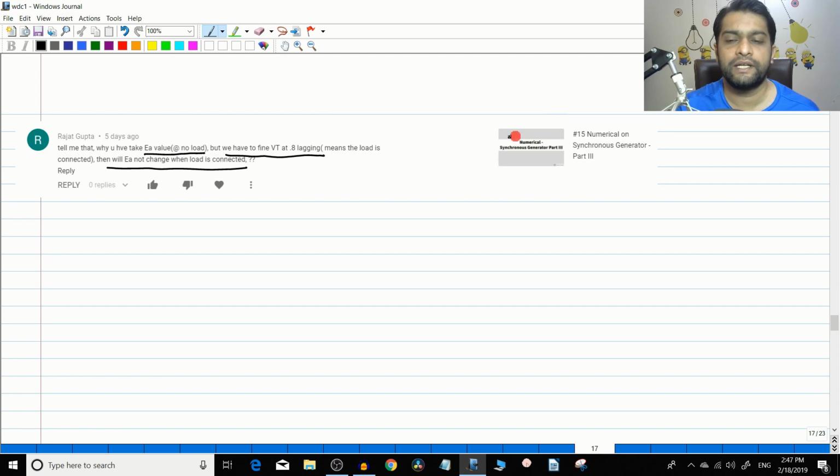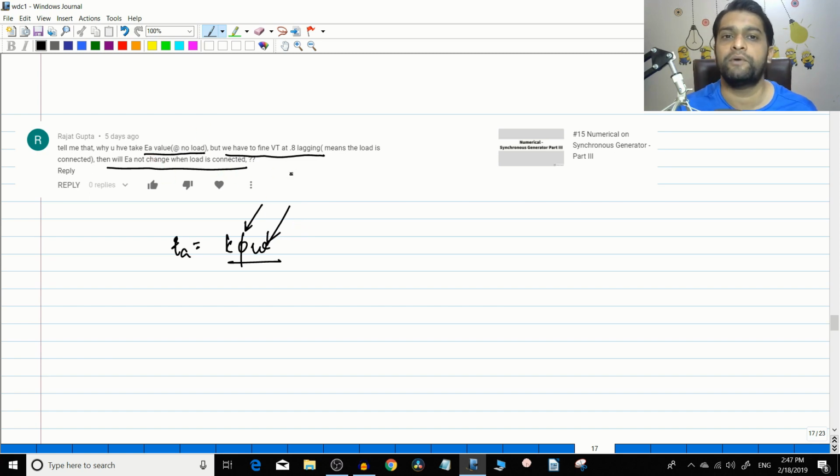I think in this numerical, the question was to find VT at 0.8 lagging, and for that you had to find EA at no load, right? See, EA is a function of K phi omega. So this will be constant throughout. It only depends upon the flux and the speed. So that is why you do that.